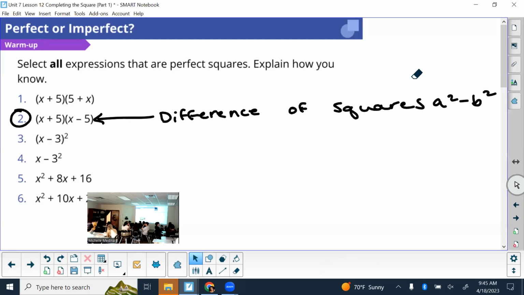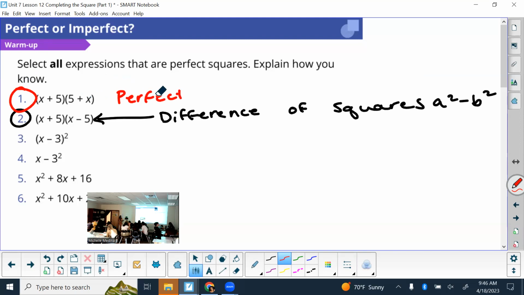Number 1, do you guys agree that that one's a perfect square? Yeah. I heard a no. Does order matter in addition? No, it does not matter. X plus 5 is the same thing as 5 plus x. So this is a perfect square. They would give you the same meaning.